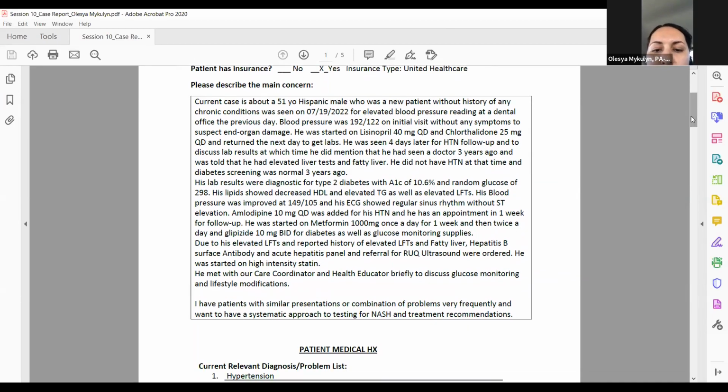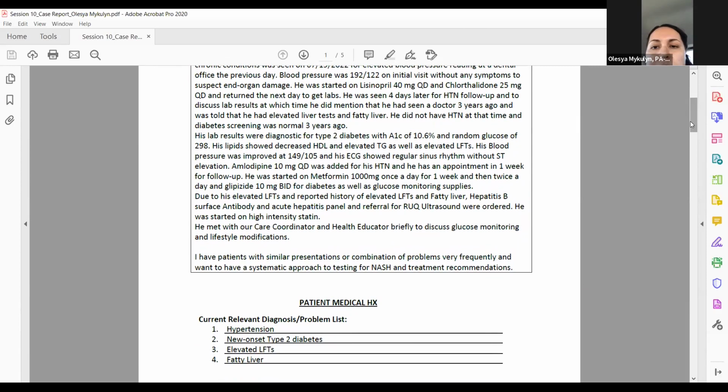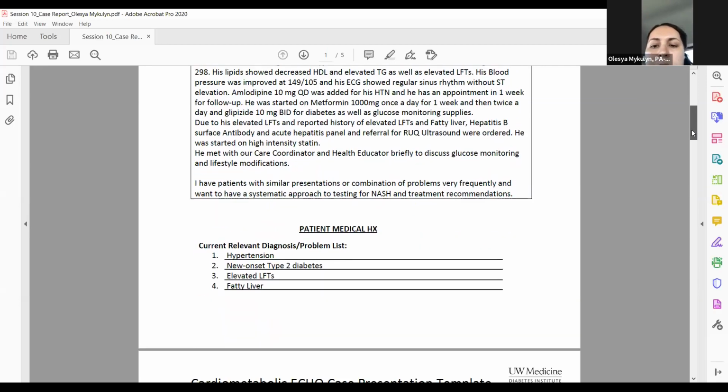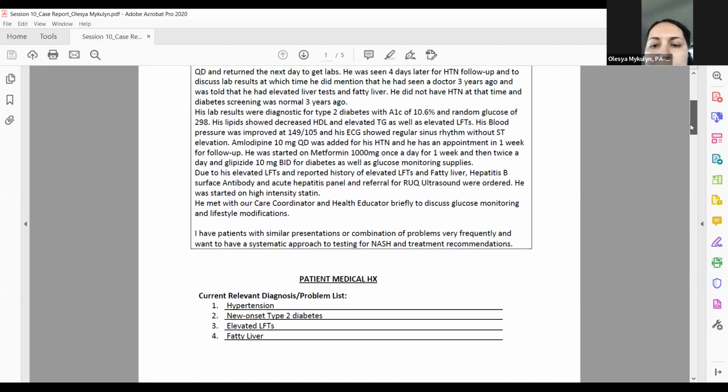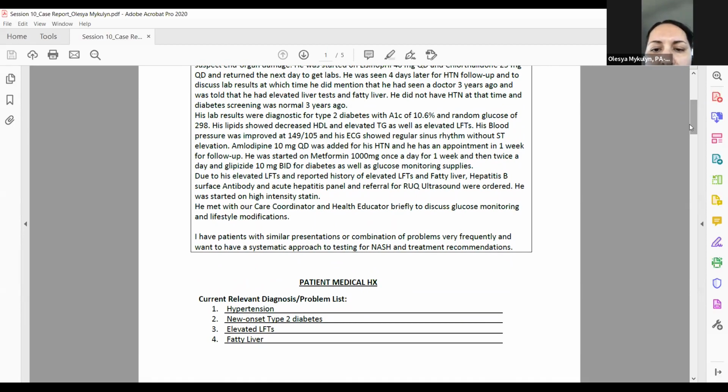I made an appointment in 1 week for his hypertension follow-up, and for all the things that go with type 2 diabetes, meaning the comorbidities or complications that arise from type 2 diabetes, and goals of management, the goals of A1C control and glucose monitoring. He was started on metformin, 1,000 milligrams. He was going to take it once a day for about a week and then titrate up to twice a day. And a 10 milligram dose also once a day for about a week and then twice a day after that. I sent all the glucose monitoring supplies.